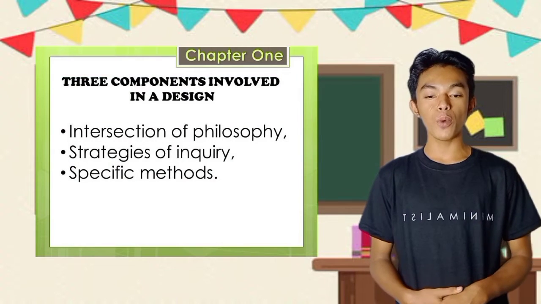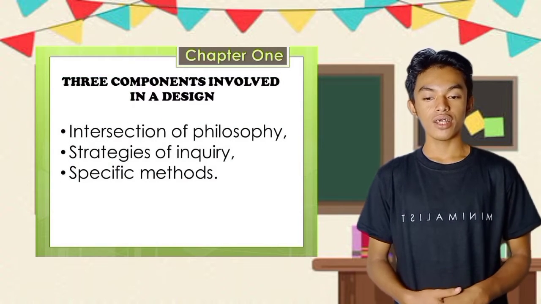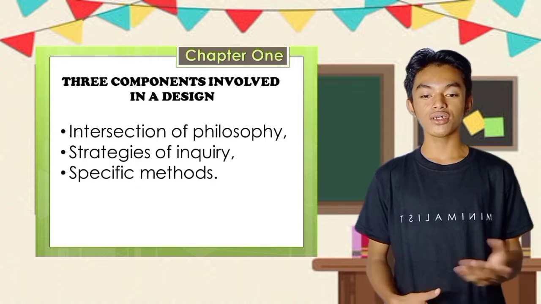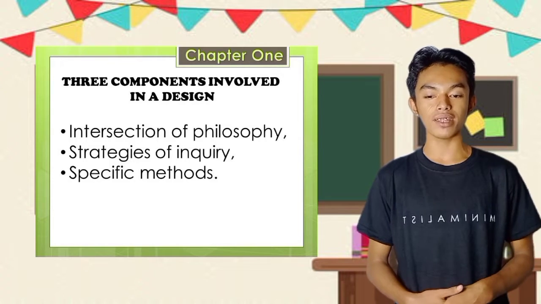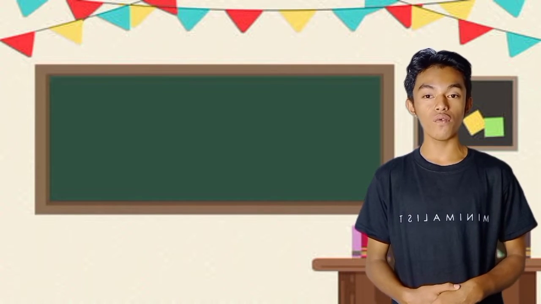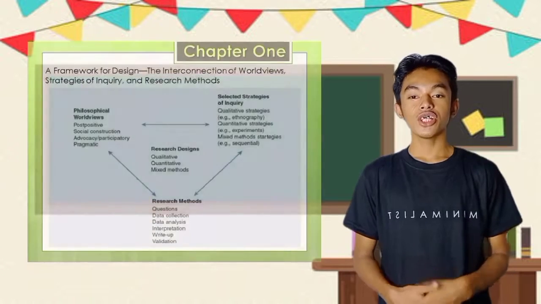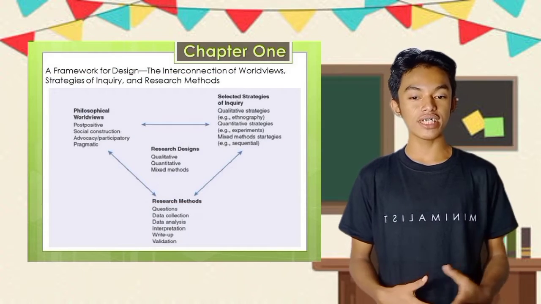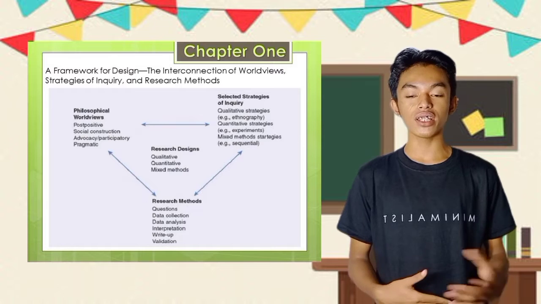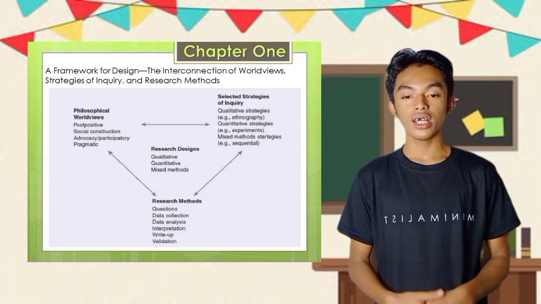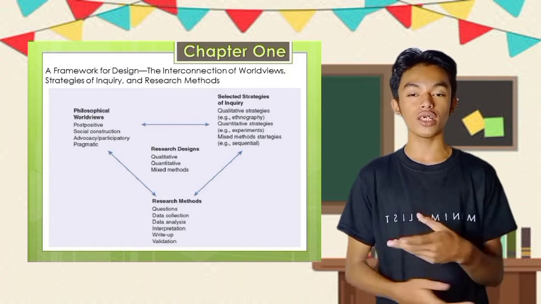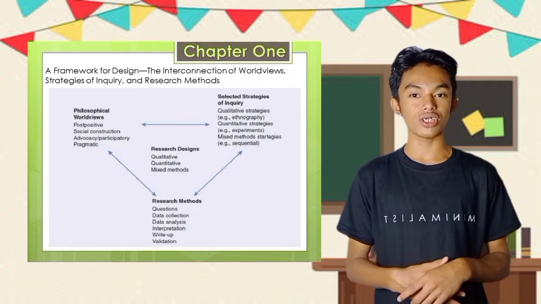So there are three components involved in a design: the intersection of philosophy, strategies of inquiry, and specific methods. These three components are involved in selecting a research design. So here is a framework for design. It's the interconnection of worldviews, strategies of inquiry, and research methods. These three components are interconnected to each other in selecting a research design.